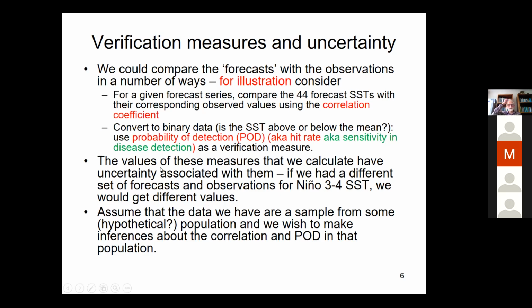The value of these measures would be different if we had a different set of forecasts and observations, although we've actually taken all we know about those 44 years, so the population is pretty artificial, but we really want to know what's going on under the surface.